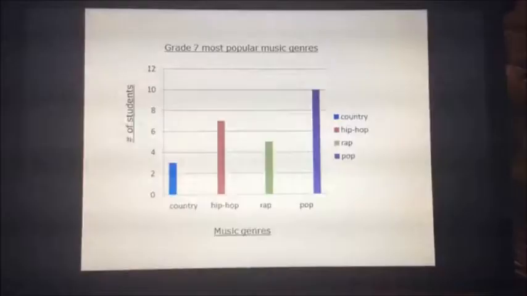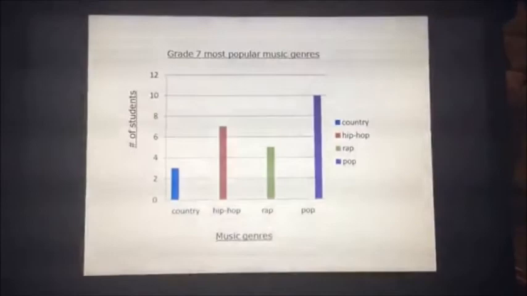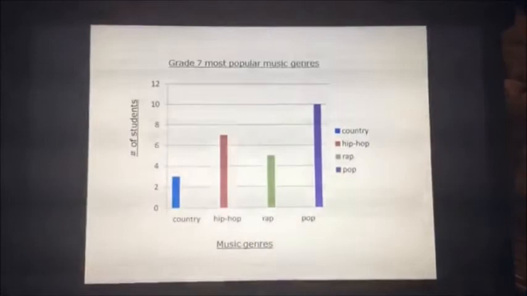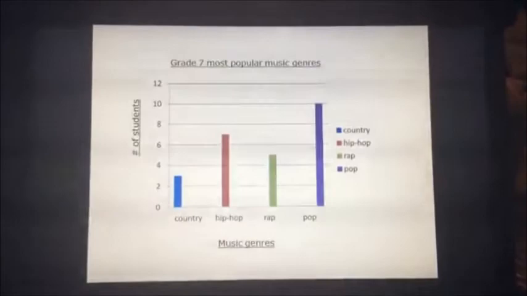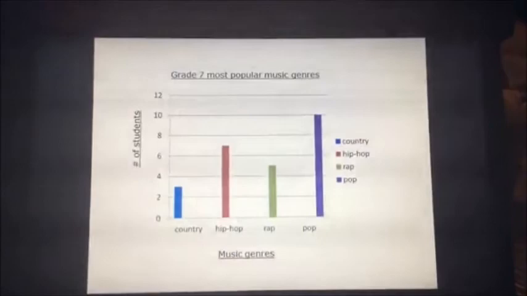Math is everywhere. Today I conducted a survey on the most popular music genres in my grade 7 class. I can tell that pop is the most popular and country is the least favorite because 3 out of 25 or 12% of the grade 7 kids like country and 10 out of 25 or 40% of grade 7 kids like pop. This is my graph on how math is everywhere.